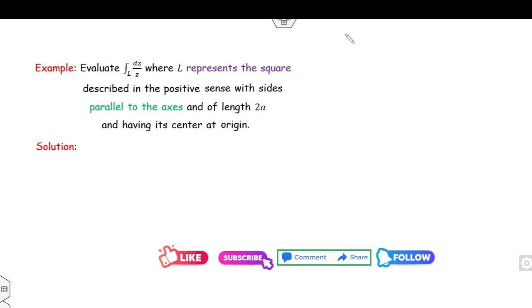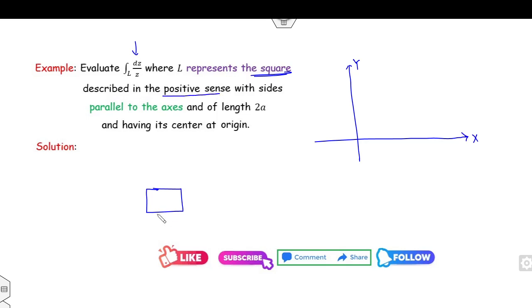Okay, look at this another one. Again, your target is to find the integrations. So you can firstly draw the curve x to y, which represents a square. This is my square, described in the positive sense. Positive sense means anti-clockwise direction. That's the meaning of the positive sense, with the sides parallel to the axis of length 2a.